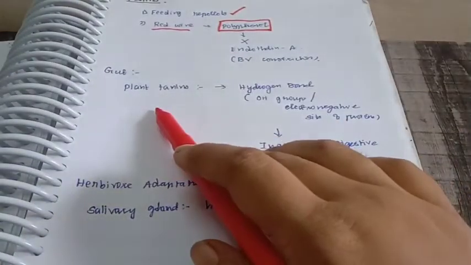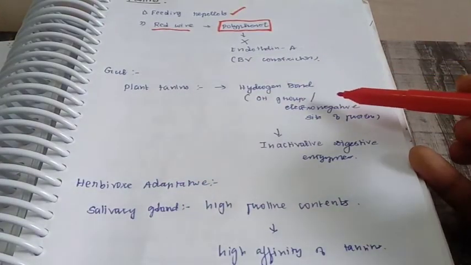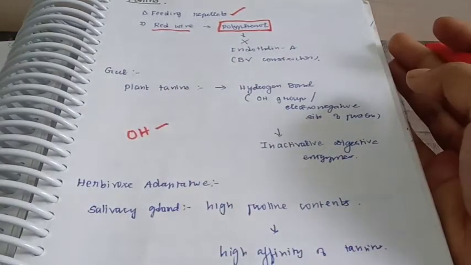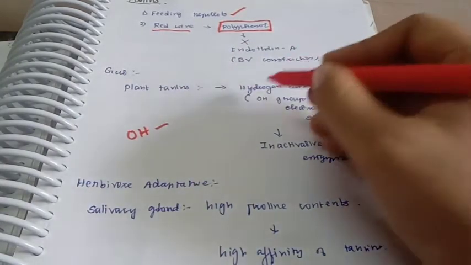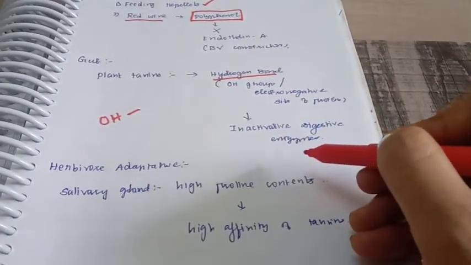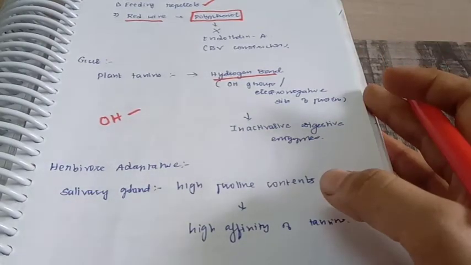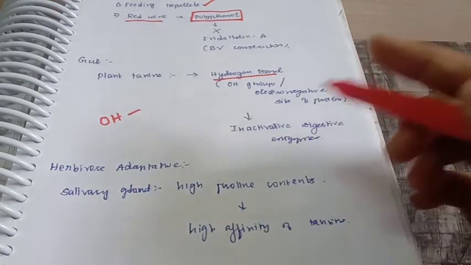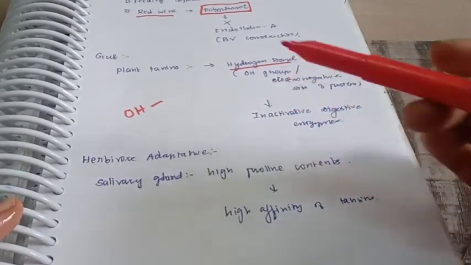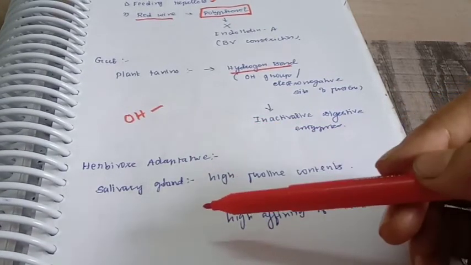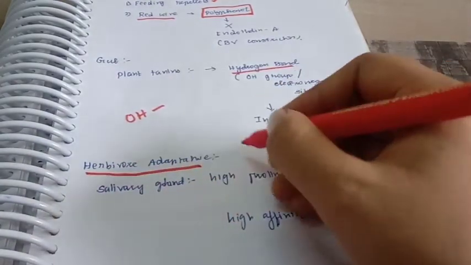Okay, and in the gut of a herbivore, this plant tannin will form hydrogen bonds. Okay, so the OH groups of the phenolics and the electronegative sites of the plant protein will form a hydrogen bond. As a result, the digestive enzymes of the animal will get inactivated. As a result, the animal can't digest the food and it will die. Next, herbivores also have adaptations so that they can prevent the attack by tannin. Okay, so herbivore means sheep, like that.